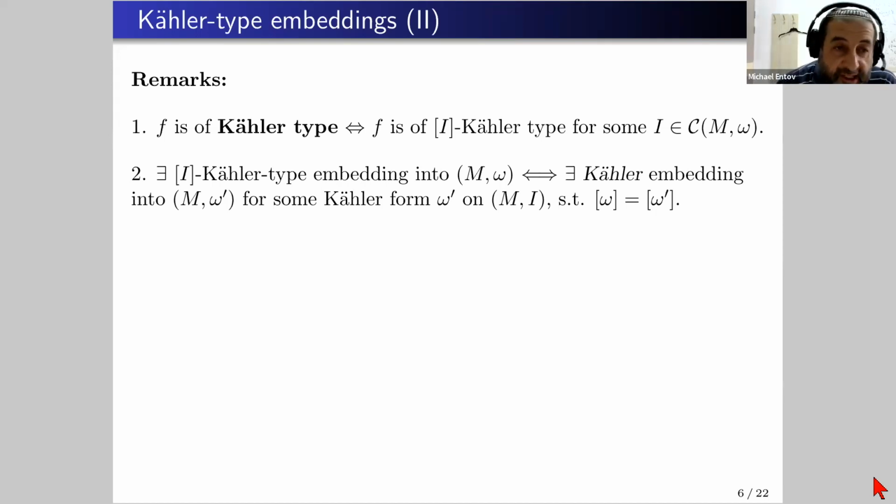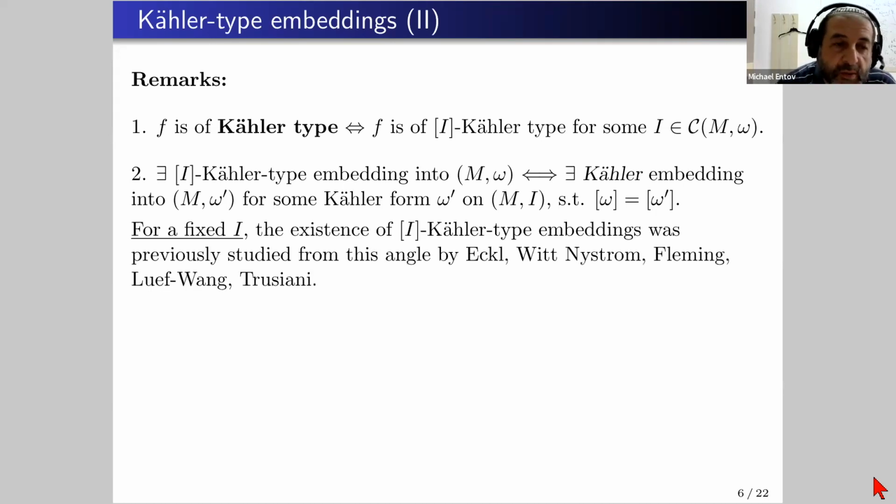Okay, and for a fixed I, if you take this point of view that you want to fix I and vary omega, this is the problem that was already studied in previous, but rather recent works. So for fixed I, the existence of such I Kähler-type embeddings in a different language was previously studied by Eckl, Witt Nyström, Fleming, Loof and Wang, and Torsiani in the last, say, 10 years. Okay. That was the second remark.